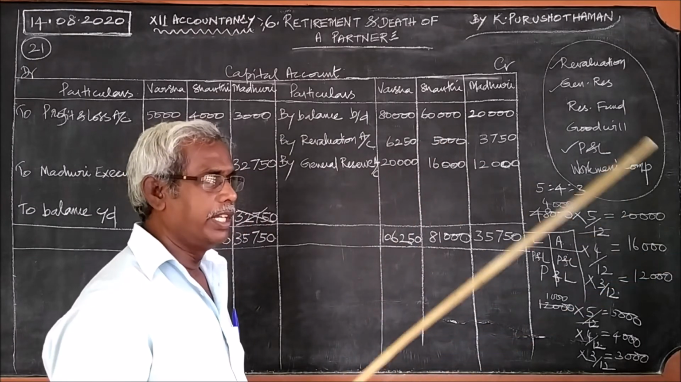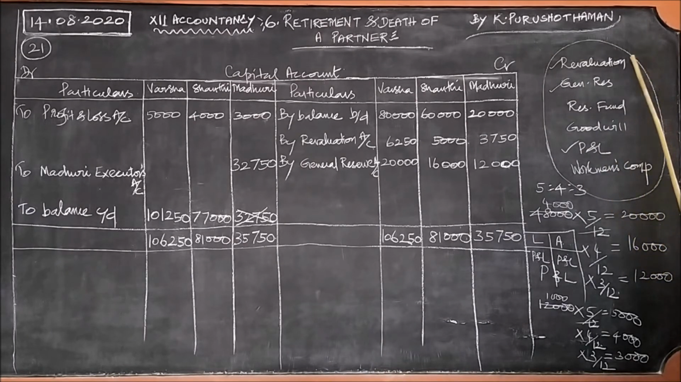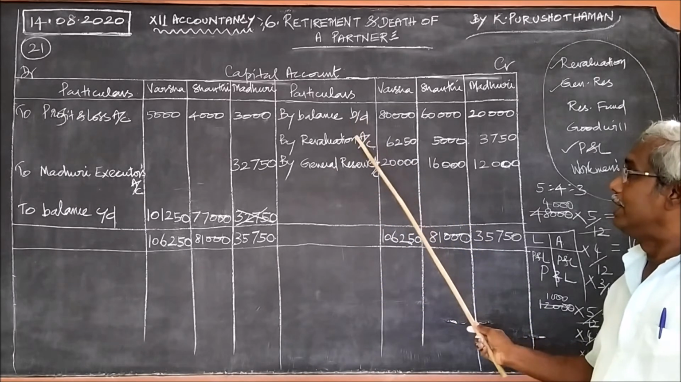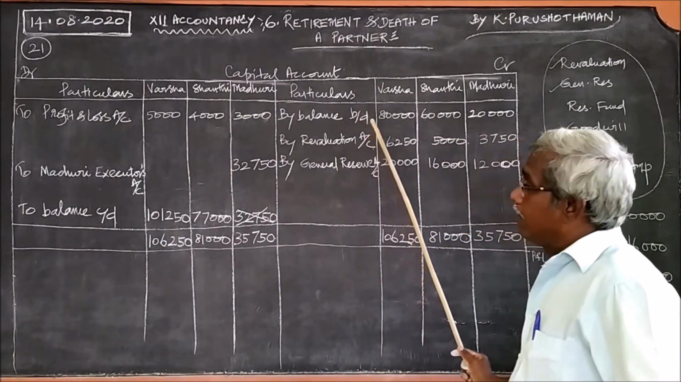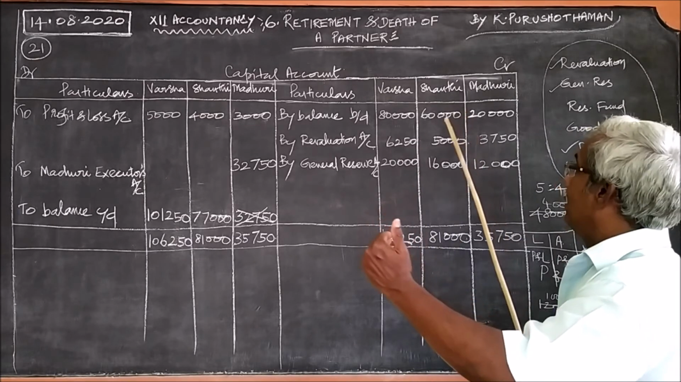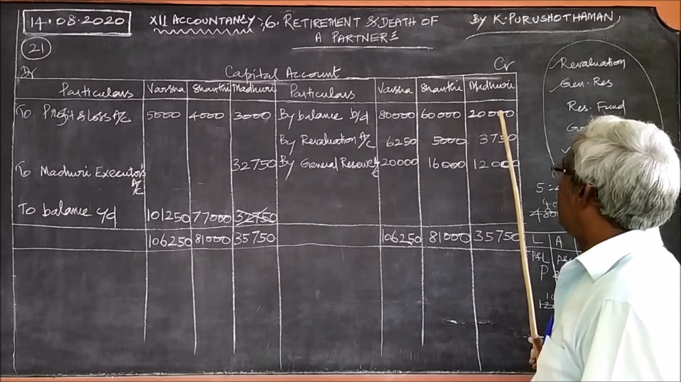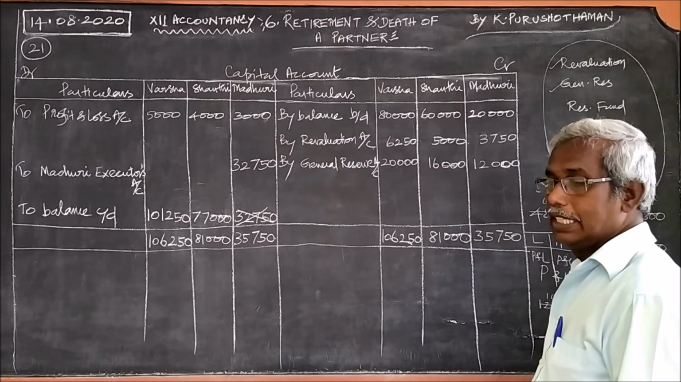Then what are the other possible entries? For the possible entries, we should consider these six items: revaluation, general reserve, reserve fund, goodwill, profit and loss, workman's compensation. These are all the six items to be considered. The first one, revaluation. When there is revaluation profit, we should write on the credit side. When there is revaluation loss, we should write on the debit side. Here it is revaluation profit. Therefore, by revaluation account and the profit share, we have seen already in the revaluation account 6,250, 5,000, 3,750. Okay, after doing this, the next one, general reserve, it is given on the liability side.